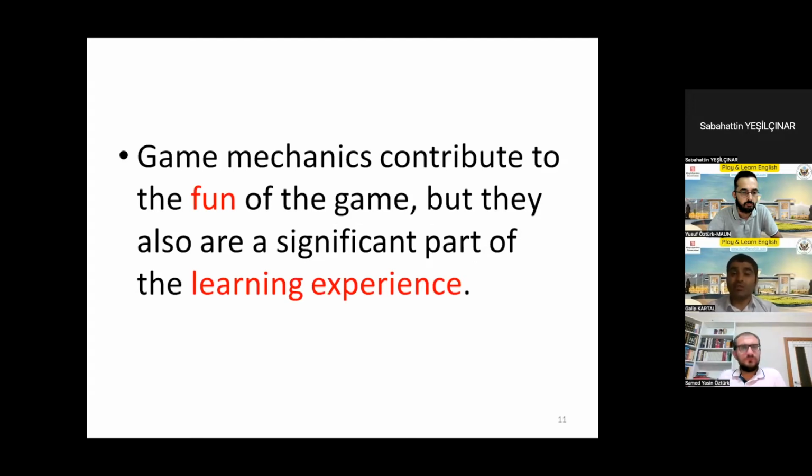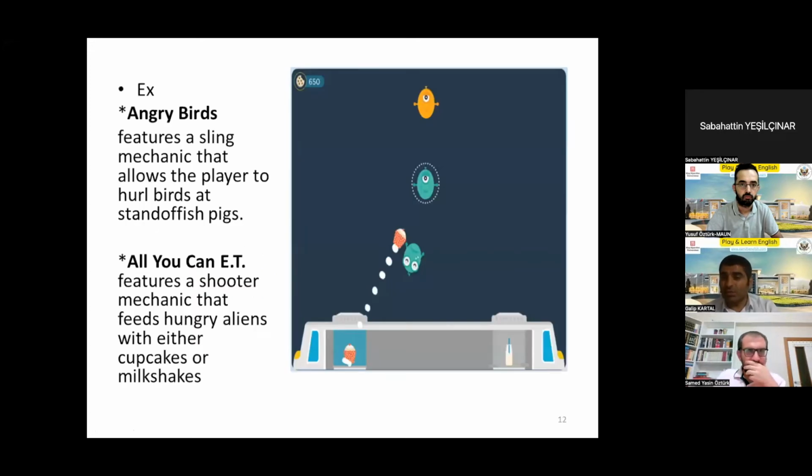Also, it contributes to the fun of the game, but they are also a significant part of the learning experience. Of course, if you focus on the learning part, you will include some related things. And if you focus on the fun part, your mechanics will be shaped accordingly. That's why mechanics will be your guide, your roadmap.